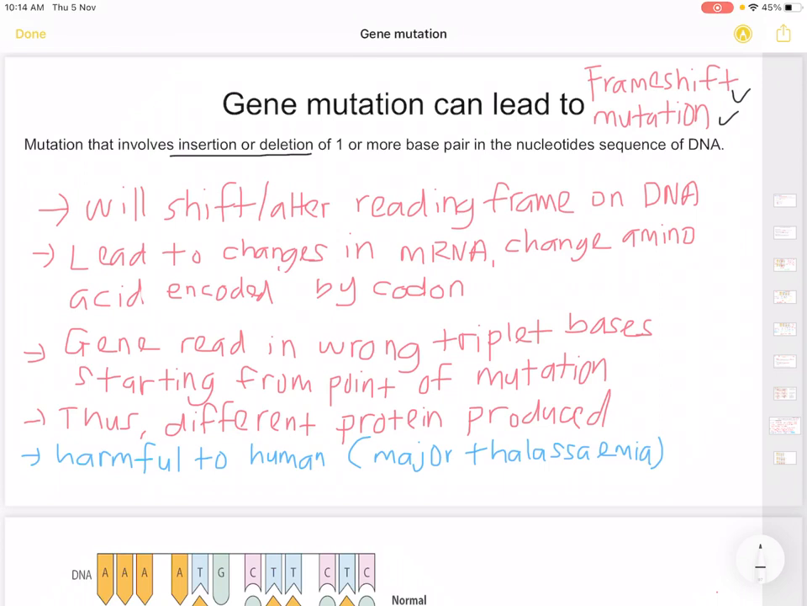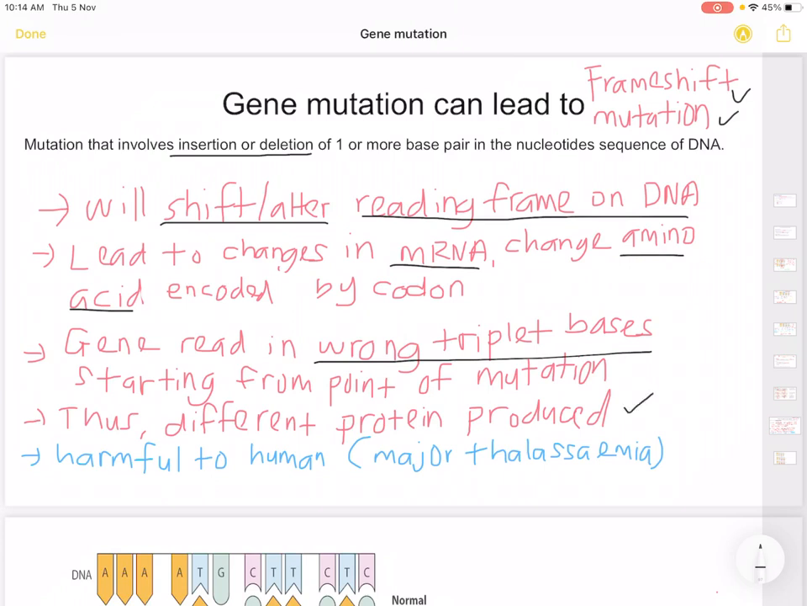When base insertion or base deletion occurs, it will shift or alter the reading frame on the DNA, which leads to changes in mRNA and thus changes the amino acid encoded by the codon, causing the genes to be read in a wrong triplet basis starting from the point of mutation. And it will produce a different protein. This frameshift mutation is usually harmful to humans, where it causes major thalassemia.